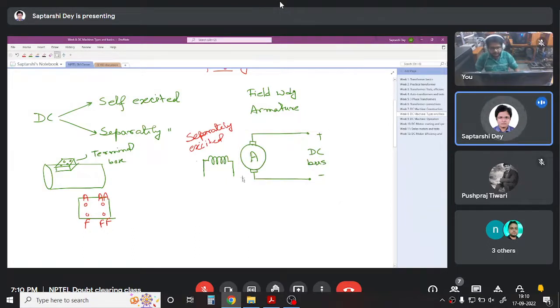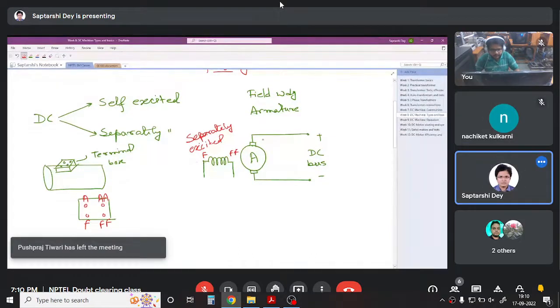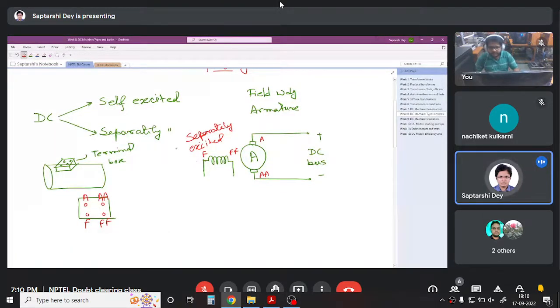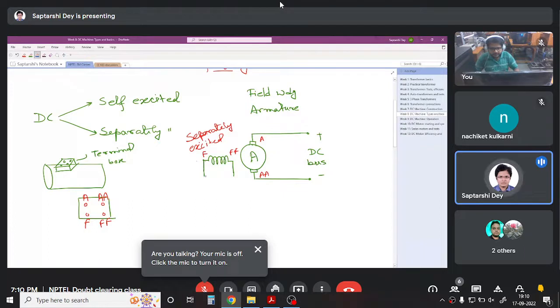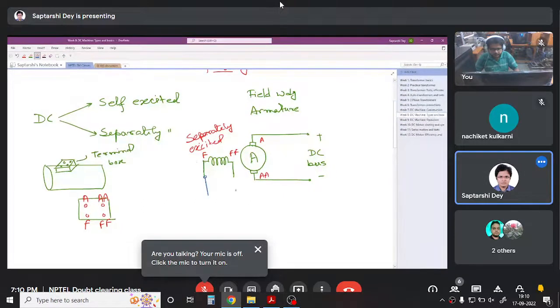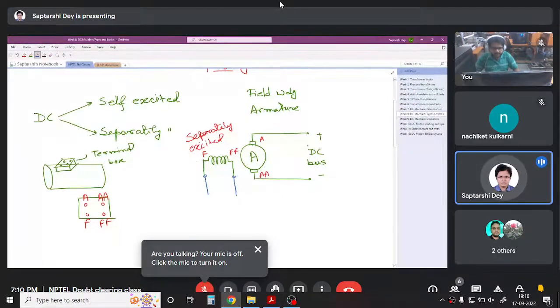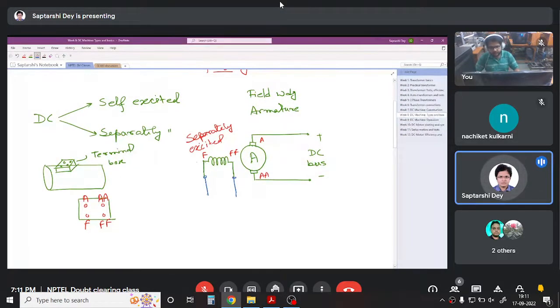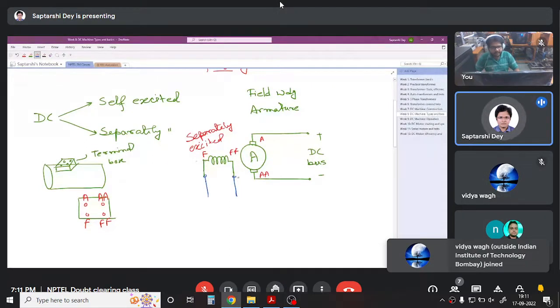Separate excitation means this field winding, this is the field winding. I will write F and FF here and AA here. So this field winding is supplied from some separate source. This may be this source itself, which is most of the cases true. We do not get another source for field, but this can be something else also. That is, you have a control on it when you have a separately excited machine.